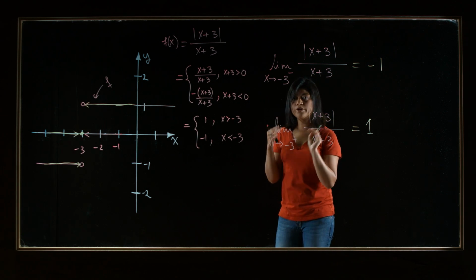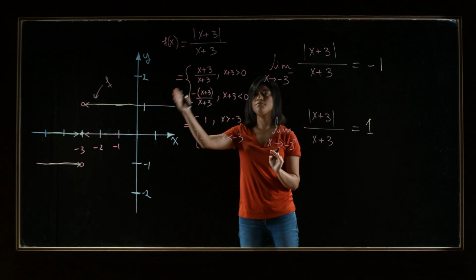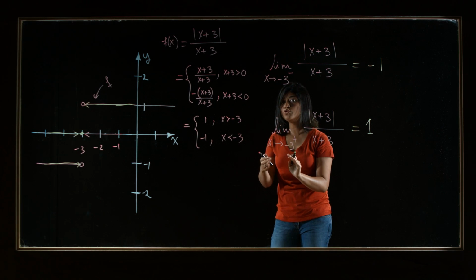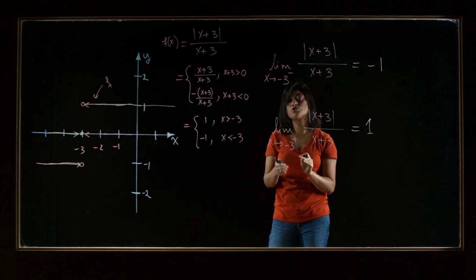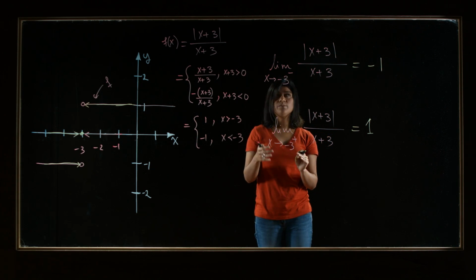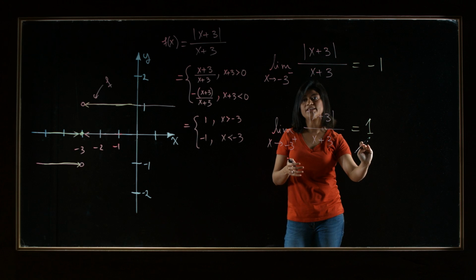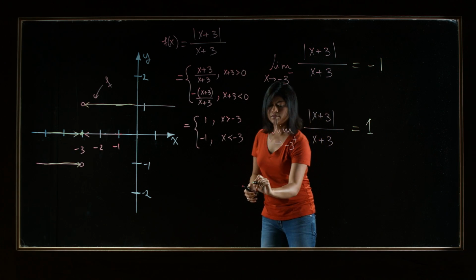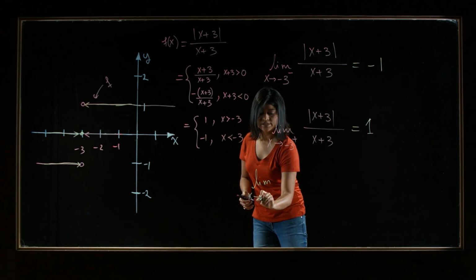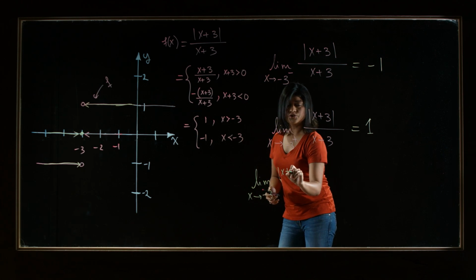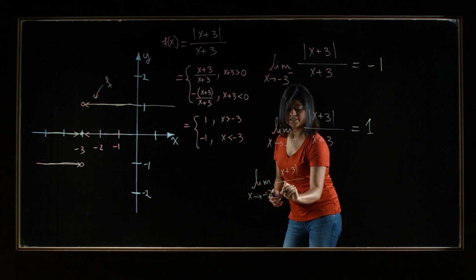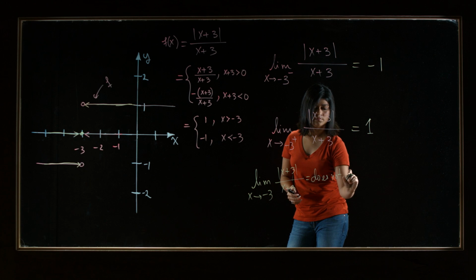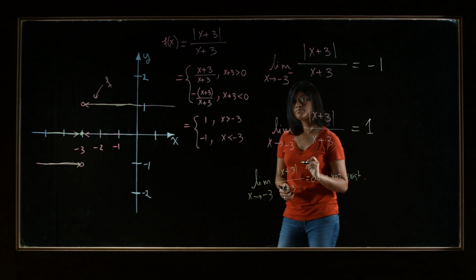Now, let me just point out one fact. For this particular function, the actual limit as x approaches negative 3 does not exist, because for that limit to exist, both the left-hand and the right-hand limit should be equal to each other. Since they are not, the limit as x approaches negative 3 for this function, absolute value of x plus 3 over x plus 3, does not exist.